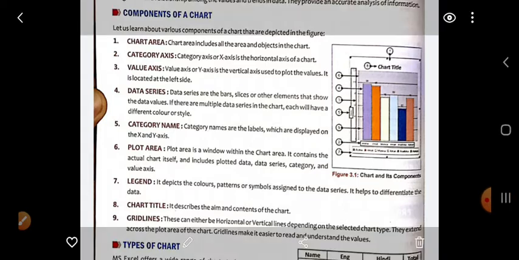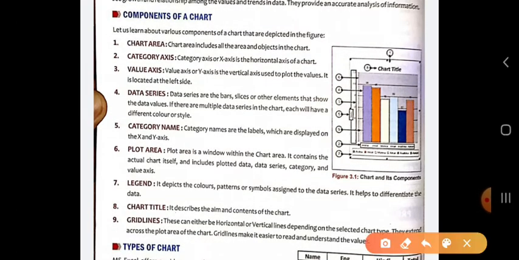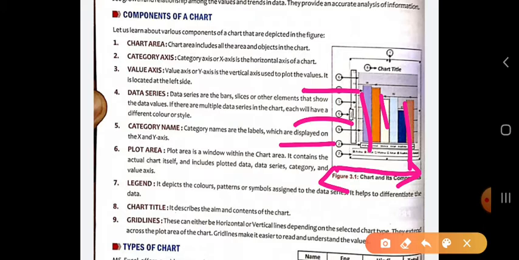Means, in this one, whatever the names we provide for these data series, that is known as category name. So always keep in mind, in the x-axis whatever name we are giving, that is known as category axis.